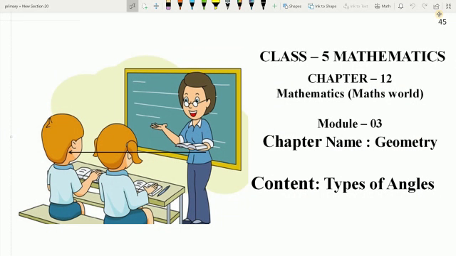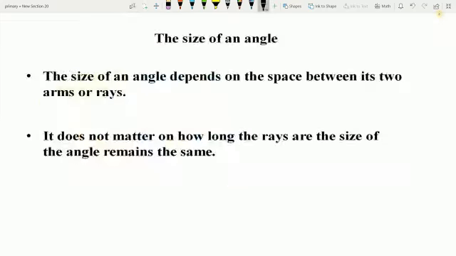So let's start. But before we start, let's see the key points of angles. The size of an angle depends on the space between its two arms or rays. And second, it does not matter how long the rays are. The size of the angle remains the same.